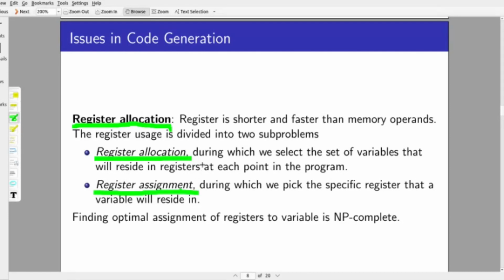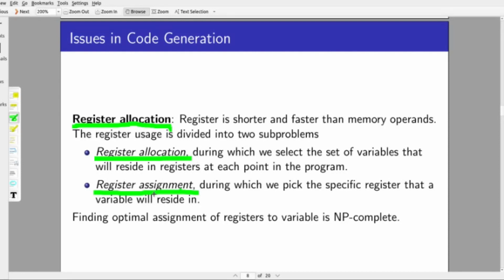And what is register allocation? Register allocation is the process during which we select a set of variables that will reside in the registers at each point in the program. So register allocation is nothing but deciding, at a point of time, which variables we need to keep in registers. So that is related to the selection of variables.